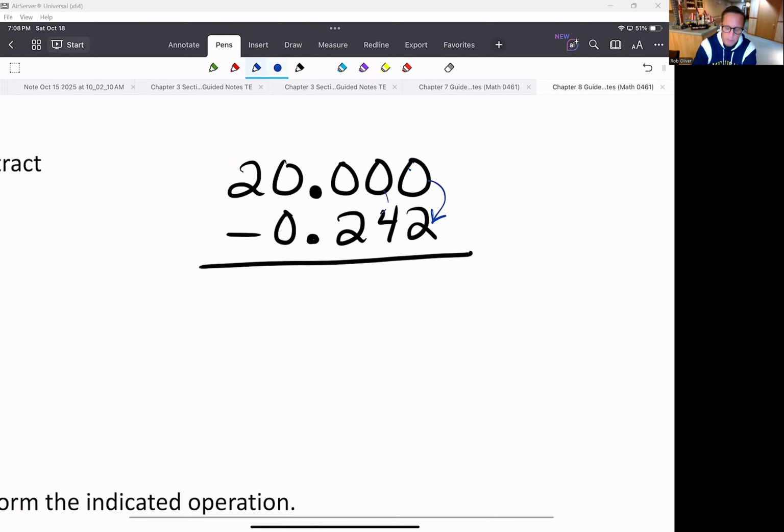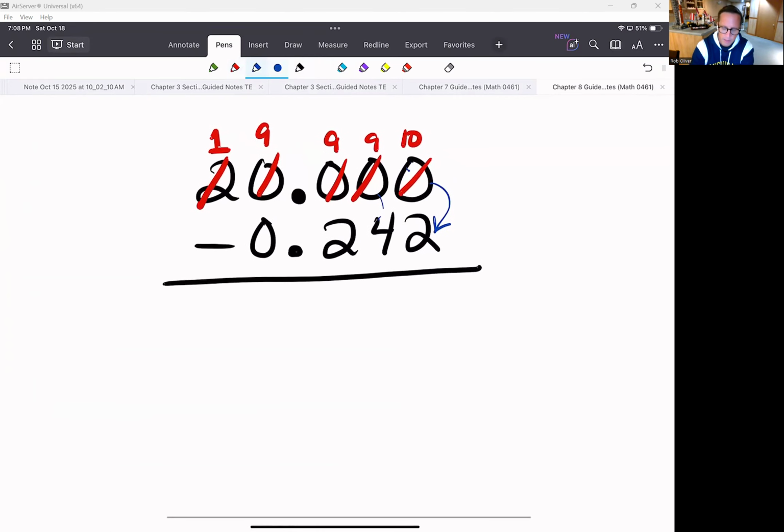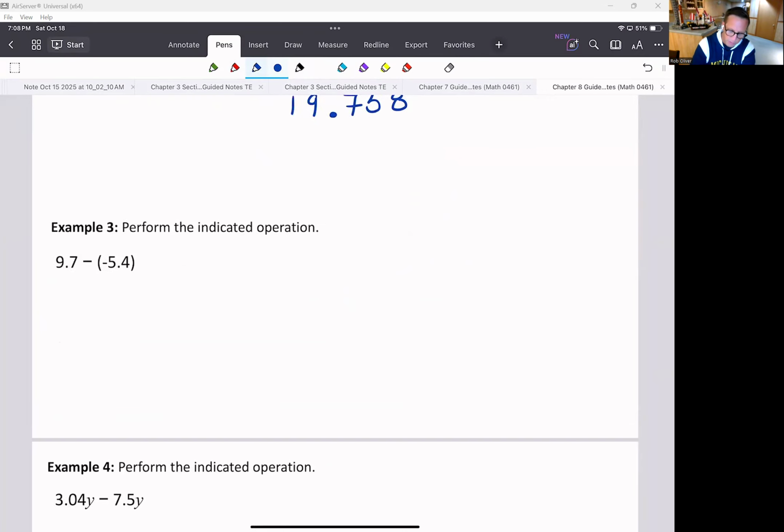So when you're borrowing, or in other words, regrouping, we've got to borrow from the 2. So that 2 becomes a 1, and all these other numbers become a 9, and then this becomes a 10. Now there's a longer explanation to that, but I'll just keep it simple like that for right now. And then now we can subtract. So 10 minus 2 is 8, 9 minus 4 is 5, 9 minus 2 is 7. Drop down the decimal, and then 19. So 19.758. There you go.